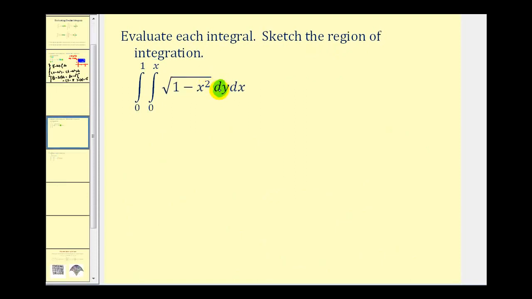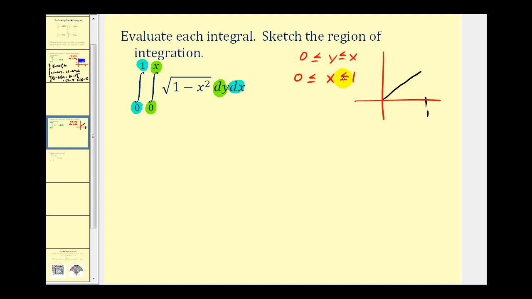Because we have dy here, we know that y is in the closed interval from 0 to x, and x is on the closed interval from 0 to 1. Looks like we have a triangular region here. x is between 0 and 1, but y is between 0 and x. So if we were to graph y is less than or equal to x, that's a line with a slope of 1 passing through the origin.